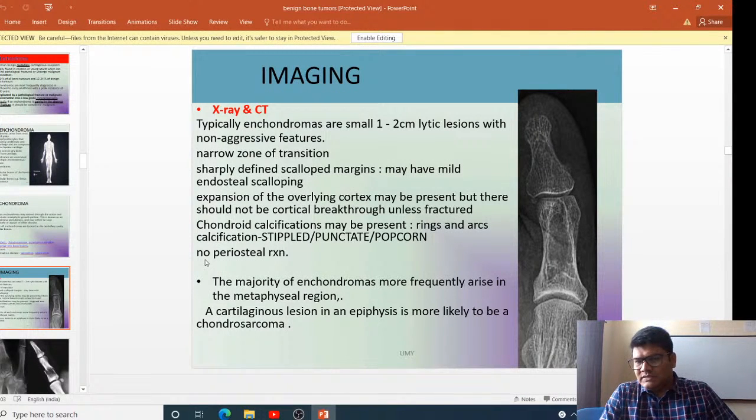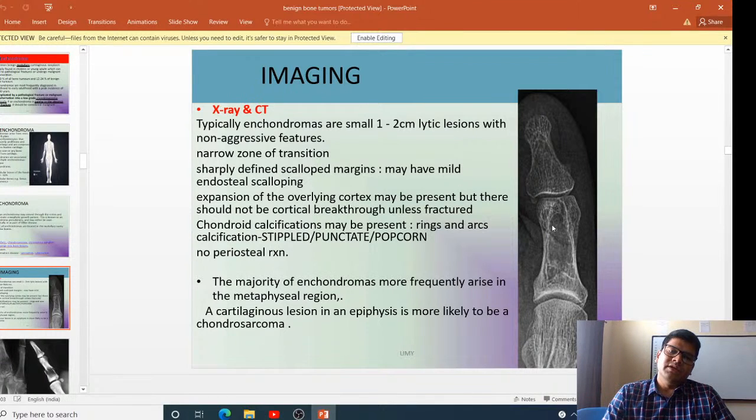So here you can see typically enchondromas are 1 to 2 centimeter lytic lesions. Here you can see there is a lesion in the middle phalanx of a digit, where you can see a lytic lesion in the medullary cavity of the bone. As we have already discussed, the enchondromas are more common in the bones of hands and feet, and their sharply defined scalloped margins may cause endosteal scalloping. You can see here that there is some kind of endosteal scalloping.